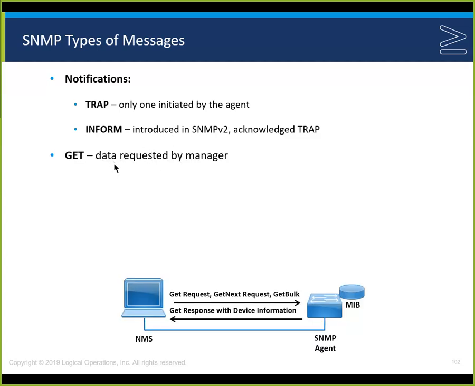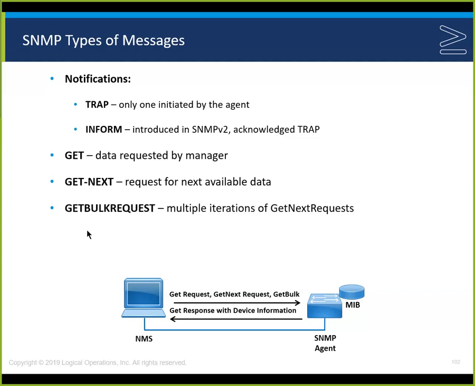We have the get to get the data requested by the manager, the get next, and that's what you saw in the Wireshark request for the next available data. Get bulk request, multiple iterations of the get next, and then the response, the agent's reply to the get and the set message. And again, the agents are the software that's running on the devices. If you use SNMP in Windows, you have to turn the agent on.